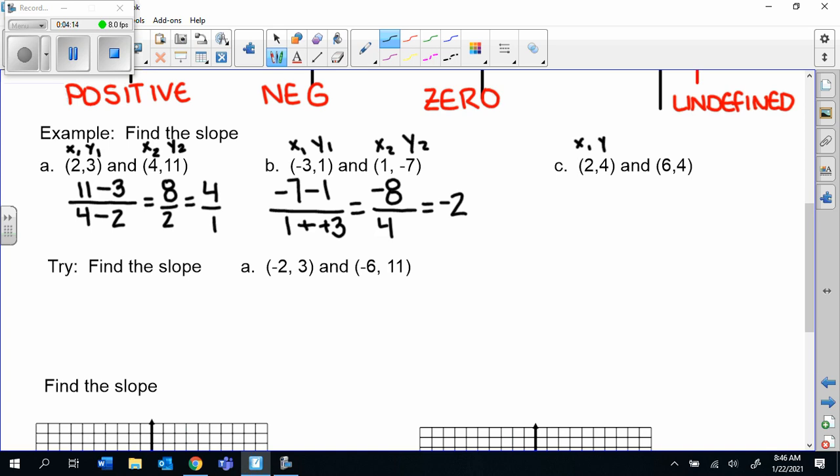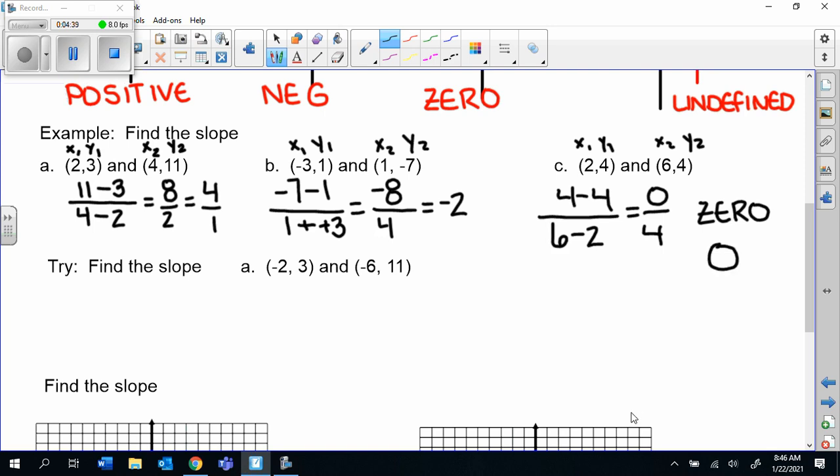x1, y1, x2, y2. So 4 minus 4 is 0. This is an example of 0 slope. 6 minus 2 is 4. So this would be a horizontal line, and it would have a slope of 0. You don't always have to write out the word 0. I just do because that way it just makes that clear.